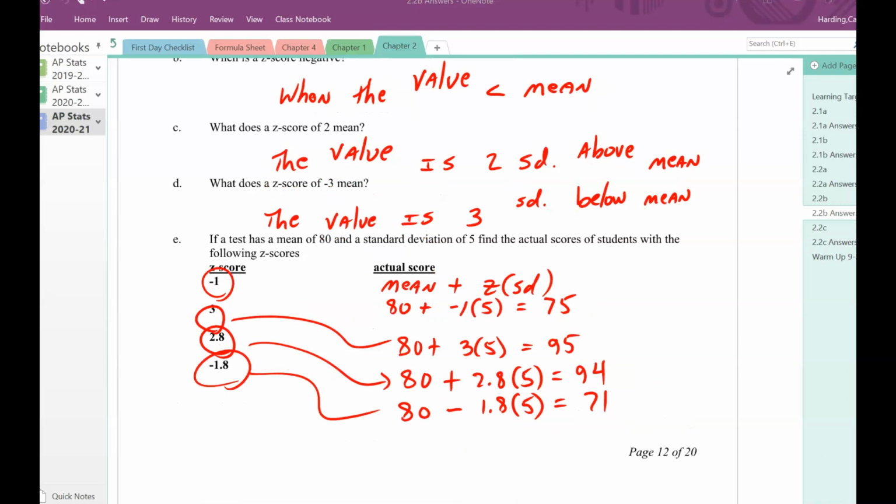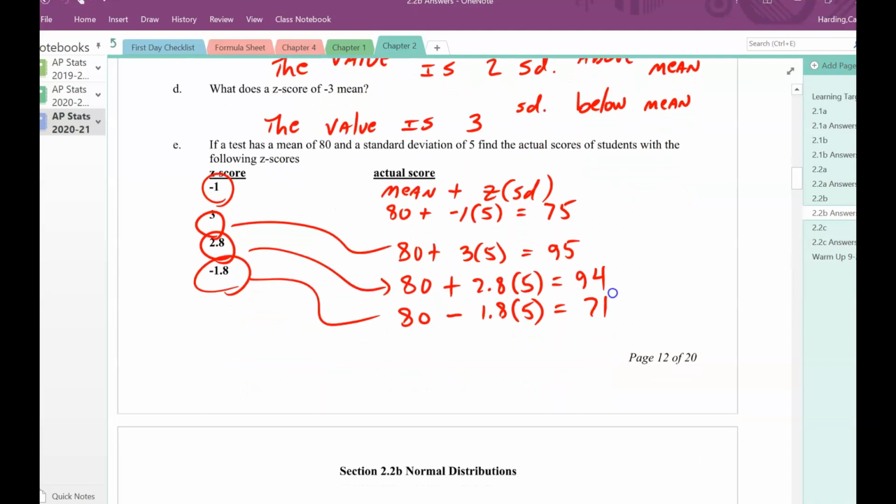Okay, you can check your answers there. We're just working backwards with the formula, multiplying by standard deviation and then adding the mean to get the actual score.